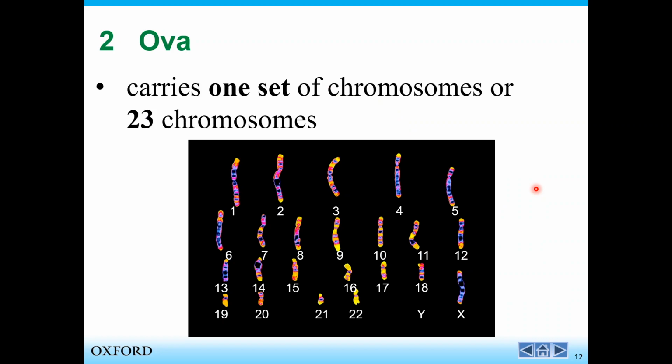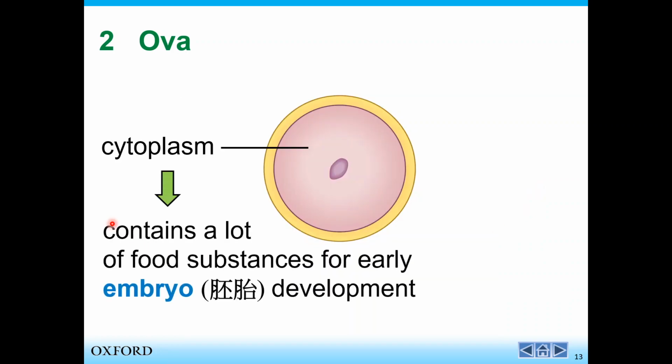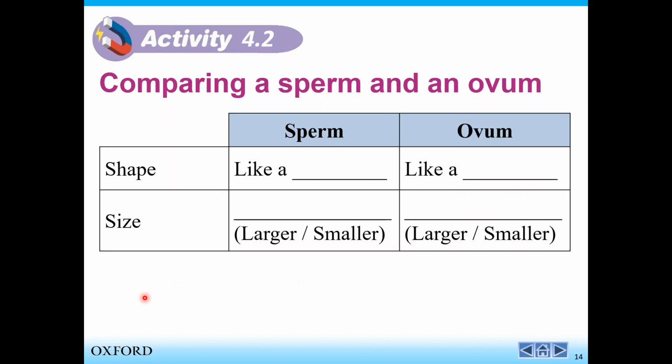And the cytoplasm of the ovum contains a lot of food substance for the early stage of embryo development. It means that after the fertilization, the fertilized ovum is formed. After the fertilized ovum is formed, it will be called an embryo, and the food inside the cytoplasm is provided for the embryo's growth. As the embryo grows, later the baby is formed. Okay, it means you.